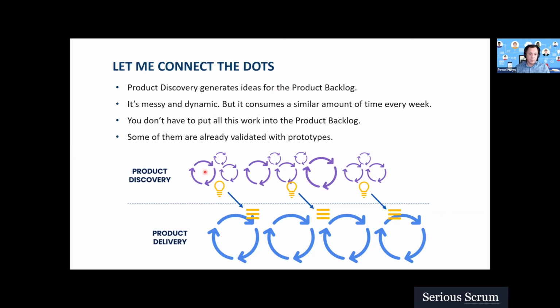So it's dynamic, it's messy, but the good thing about product discovery is that it consumes a similar amount of time every week. So if you like velocity and you like tracking it, I'm not a fan of velocity, but if you are, it shouldn't affect velocity from sprint to sprint, because this is something that we do on a weekly basis.